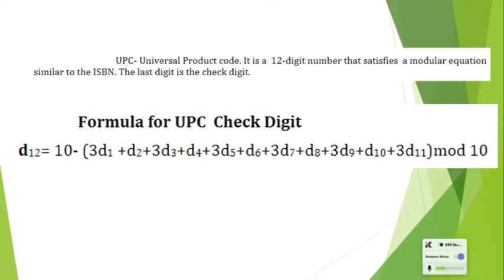Now, UPC, or the Universal Product Code, it is a 12 number that satisfies a modular equation similar to ISBN, and the last digit is the check digit. So yun, ito yung UPC check digit. So the check digit is equal to 10 minus 3D1. So baliktad lang guys.